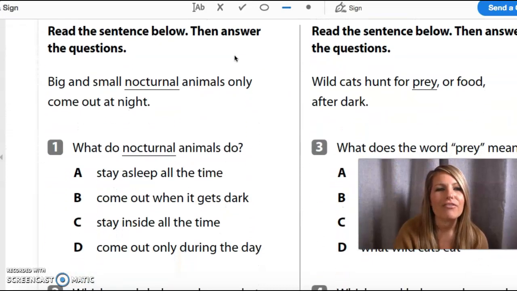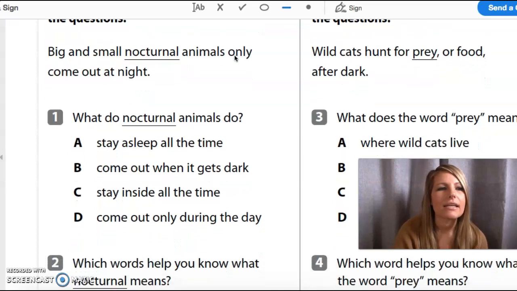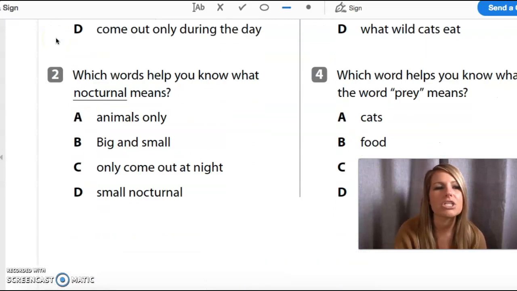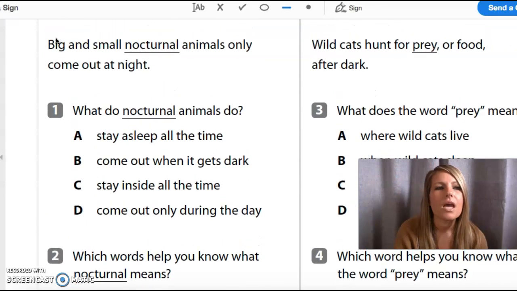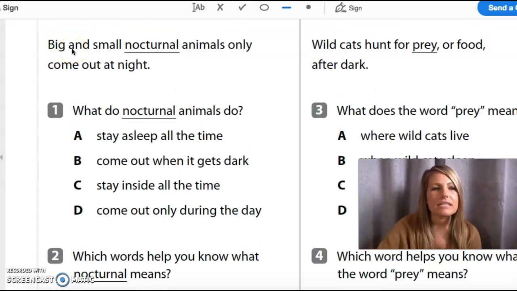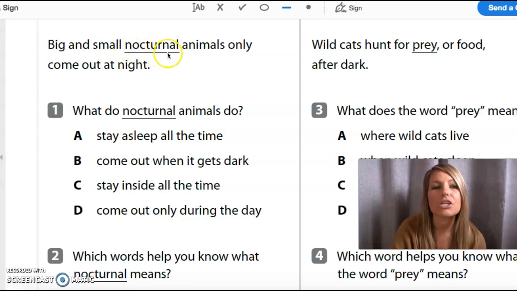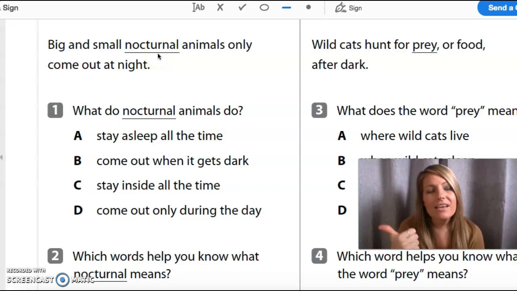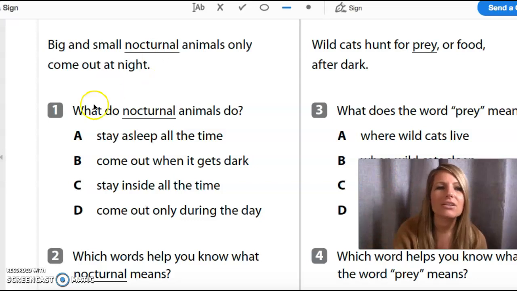All right, we've got a few more to answer for today's reading lesson. I'm going to read the sentence on page number 22. On page number 22, the first sentence wants us to figure out what the word nocturnal means. Here's our sentence. Big and small nocturnal animals only come out at night. What does nocturnal mean? Unfortunately, I don't see the words like or such as, so I'm going to have to dig a little further.